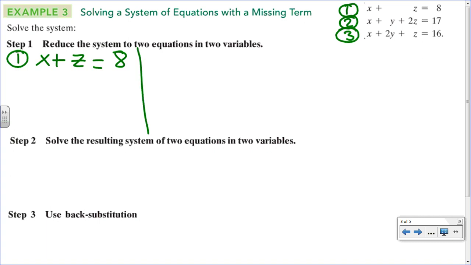Then we're going to take another set of equations, and we're kind of limited on our options now. It's not like we can take 1 and 3 or 1 and 2, because 1 does not have the variable y. So our only option here is to take 2 and 3.